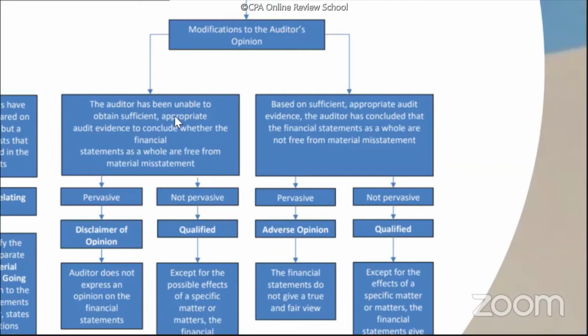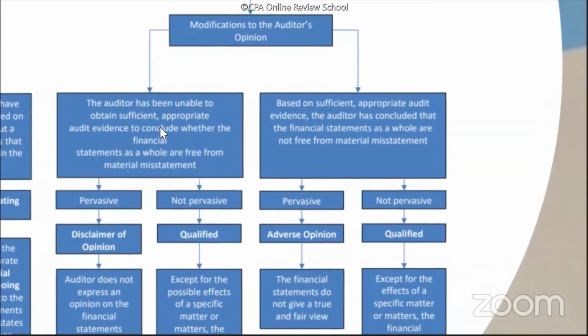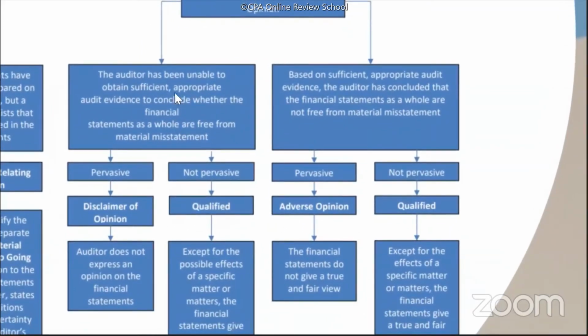Okay? So, tingnan natin na intindihin natin itong first modification of auditor's report. Okay? The auditor has been unable to obtain sufficient appropriate audit evidence to conclude whether the financial statements are free. Yung isa naman, based on sufficient appropriate audit evidence, the auditor has concluded that as a whole are not free. Ito, yung nasa left, unable to obtain. Yung nasa right naman is sufficient yung nakuha mong evidence. Okay? So, lumalabas guys. Itong isa na to, ito yung normal natin. Okay? Ito yung normal procedure natin na ginagawa or normal na audit opinion na kung saan, yes, supported mo. Na-support mo yung audit opinion mo because of the evidence.